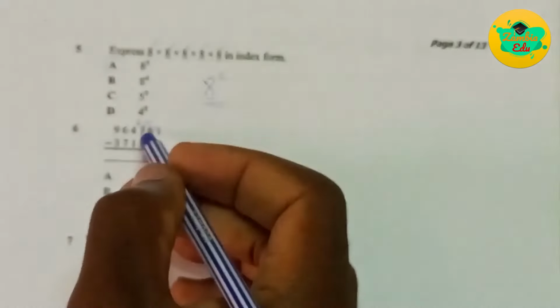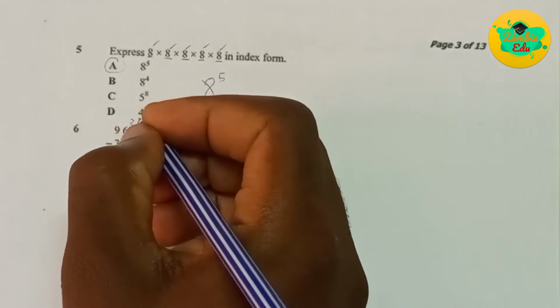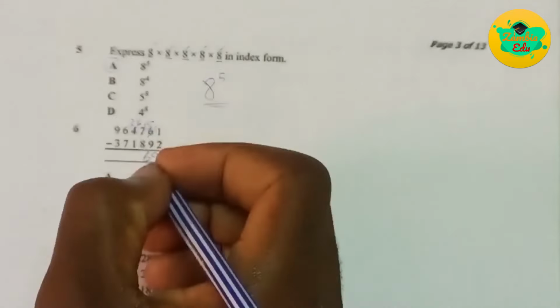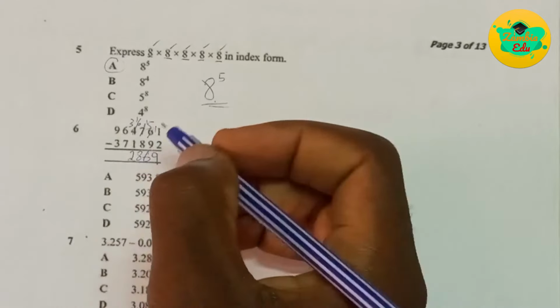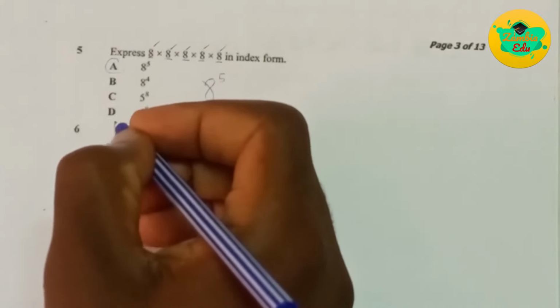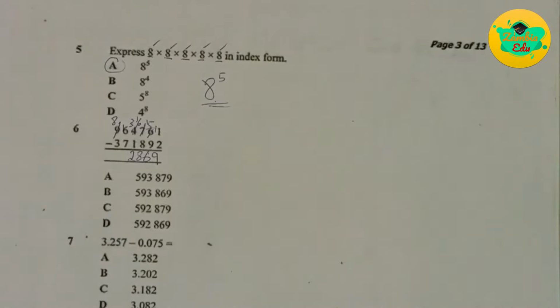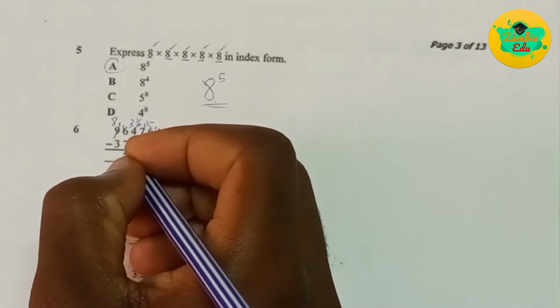And we have 6 take away 8. It can't. You borrow from the 4. The 4 becomes a 3. The 6 becomes a 16. So 16 take away 8 is 8. 3 take away 1. That's 2. 6 take away 7. It can't. So borrow from 9. 9 becomes 8. The 6 becomes 16, and 16 take away 7, we get the answer being 9. Then 8 take away 3, we get our answer being 5. So we can say that our answer there is 592,869, and we see that on option D.